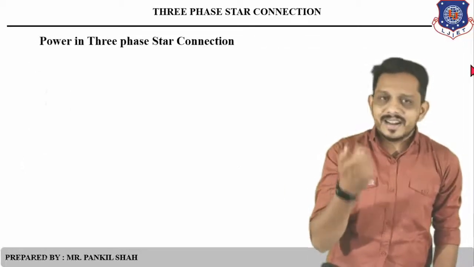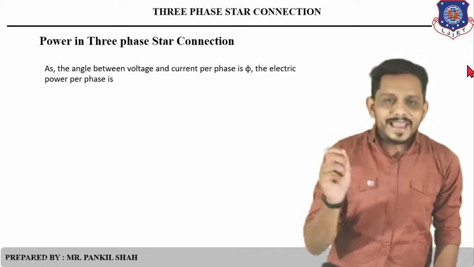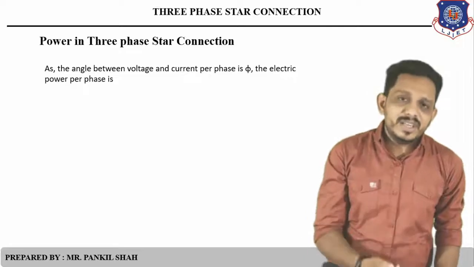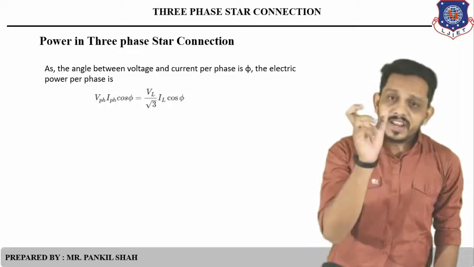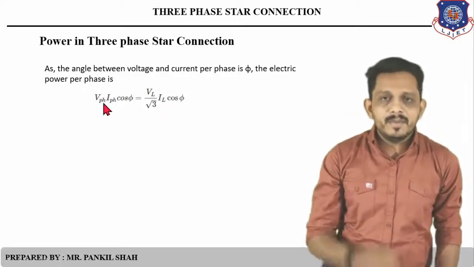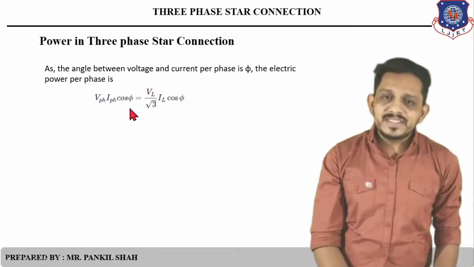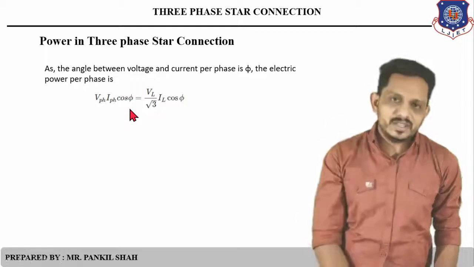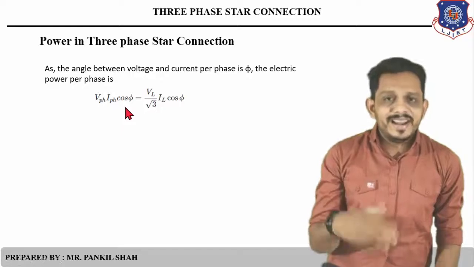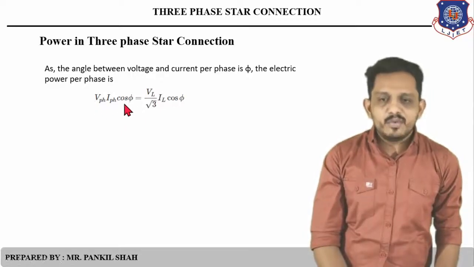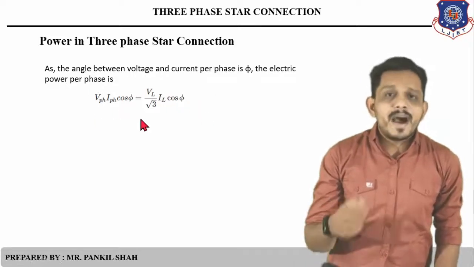Now let's discuss the last point, that is the power in this three-phase system. As the angle between the phase voltage and the phase current is phi, the electric power per phase, meaning power in only one phase, is given by this formula: phase voltage, phase current, and cosine of the angle between them. This is the basic formula for the power in each phase. If you want to put this quantity in line terms, then V phase equals VL by root 3, I phase equals IL, and cos phi stays as it is. This is also known as the power per phase.